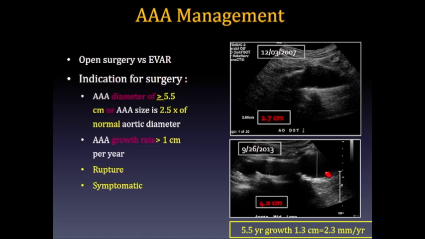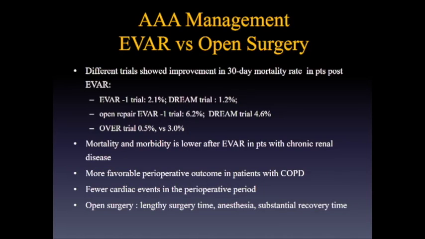There are a few things that you can use for management, either open surgery or endovascular stent graft repair. The candidates are those who have a diameter of the abdominal aorta over 5.5 centimeters, or there is an increase in size by 2.5 times of normal aortic diameter. So if the abdominal aortic aneurysm grows greater than 1 centimeter, this is also a candidate for treatment. And of course, those who present already with ruptured and symptomatic aneurysms.